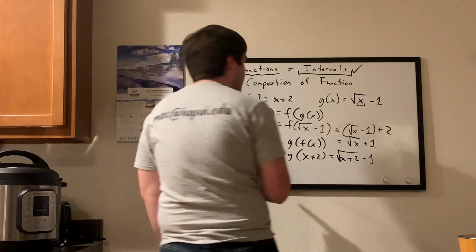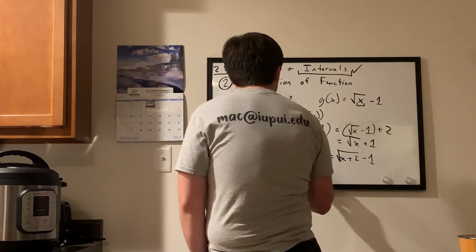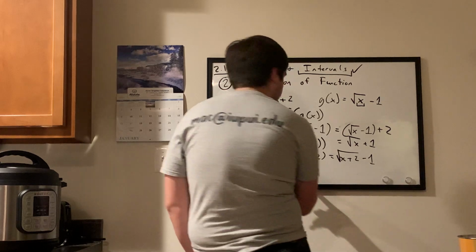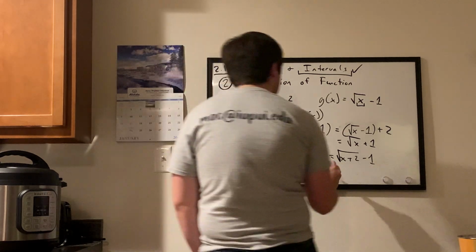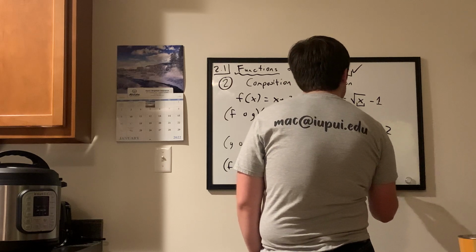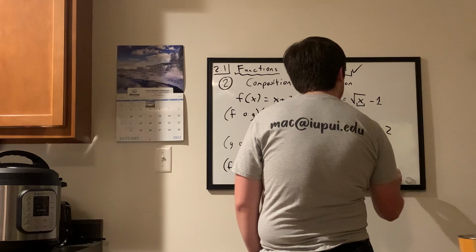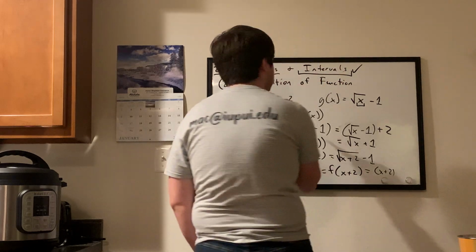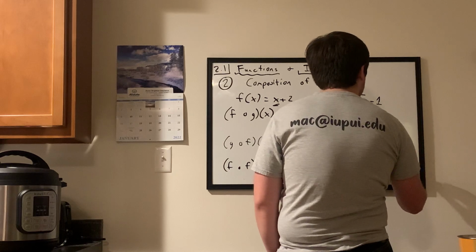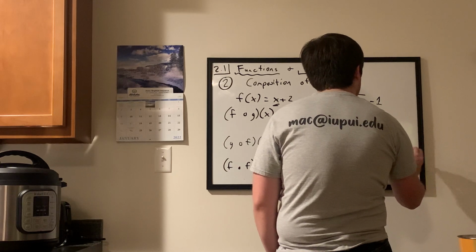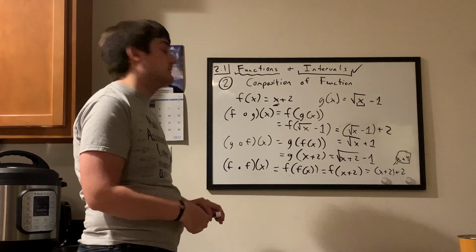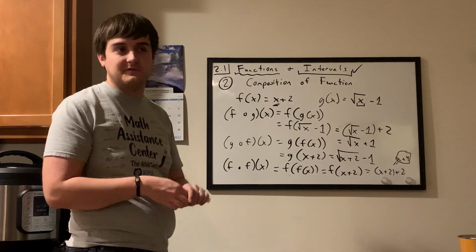But when I do f of f of x, I'm going to take f. I'm going to compose f with itself. So I'm going to put f of x inside the function. So I'm going to have f of x plus 2, which is going to end up being x plus 2, right? Because I put x plus 2 in place of x here, plus 2, which simply just ends up being x plus 4. Cool. So here we go. Number 2 is composition of function.